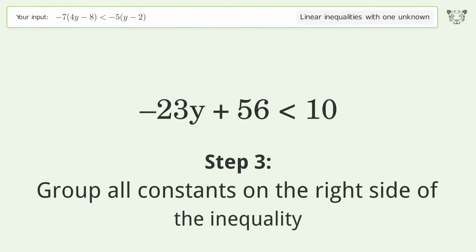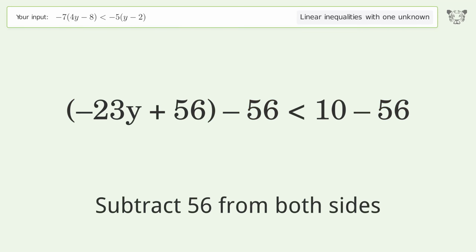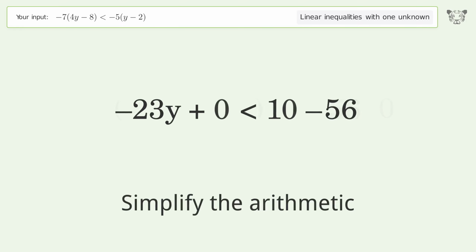Group all constants on the right side of the inequality. Subtract 56 from both sides. Simplify the arithmetic.